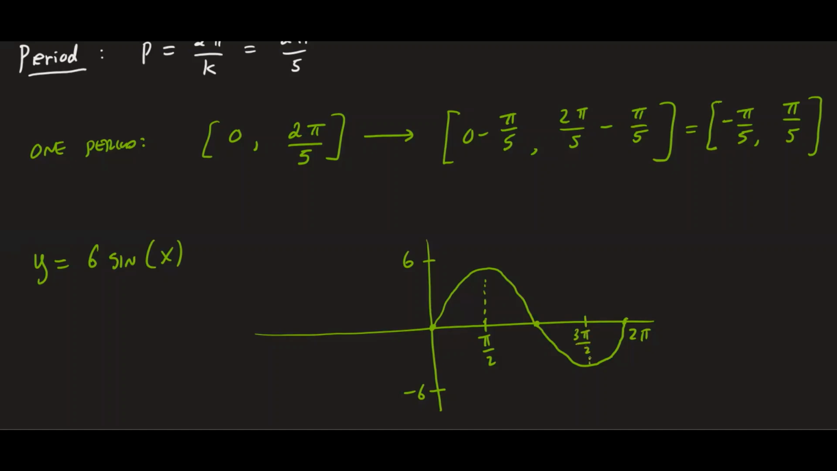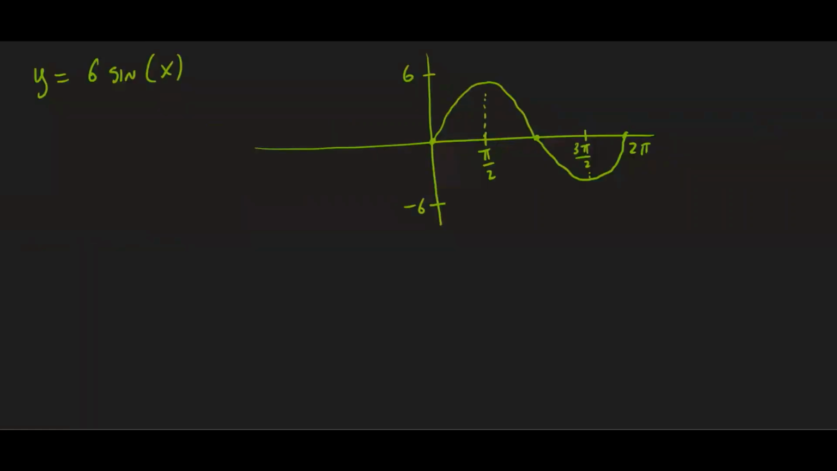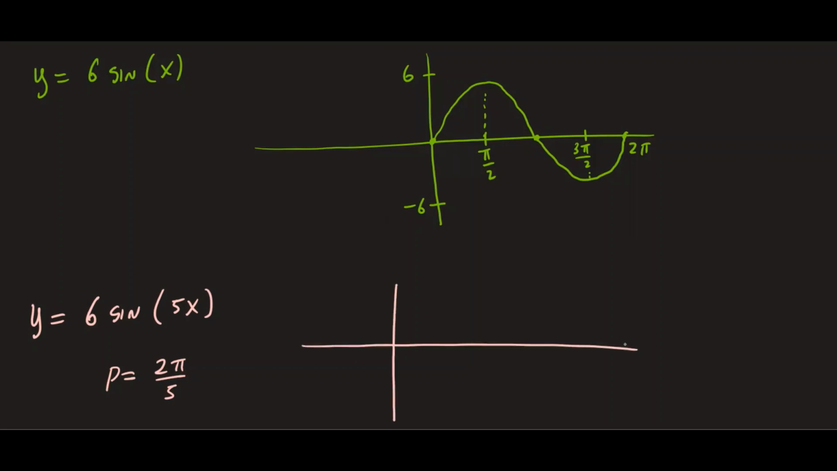Now, we're not drawing this one. We're doing a transformation to this. So now, say we want to graph this function, y equals 6 sine of 5x. What that's going to do is that now the period is not going to be just 2 pi, it's 2 pi over 5. So the graph we have is just going to shrink. So we can come up with another graph. That would be completing one cycle at 2 pi over 5.